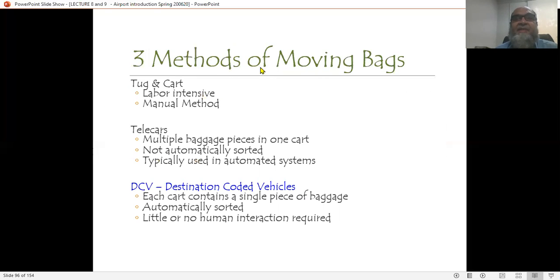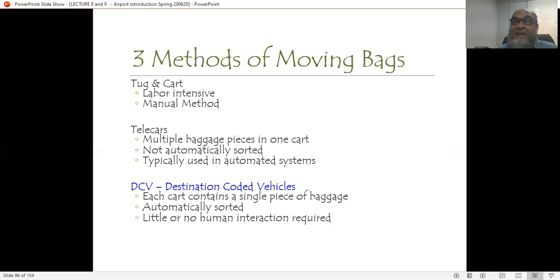So there are three methods. First, tug and cart, the labor intensive, manual method. What is done is that all the laborers are applied. They just load the bags onto the aircraft manually. Another is the carry cart system. In that, multiple packages are placed in one cart, not automatically sorted, typically used in an automated system. So this is another way.